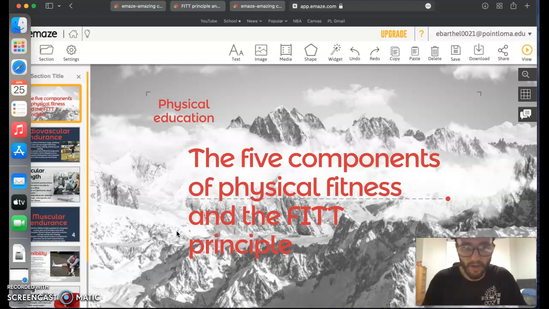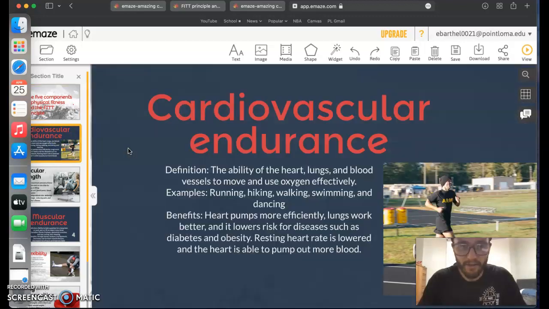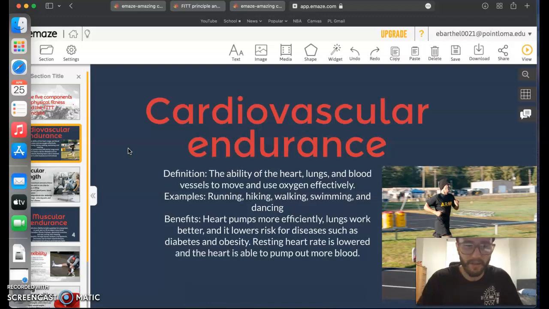So to start, we've got cardiovascular endurance. And in cardiovascular endurance, the definition of it would be the ability of the heart, lungs, and blood vessels to move and use oxygen effectively. Some examples would be running, hiking, walking, swimming, as well as dancing. And I got a picture of a guy running here.